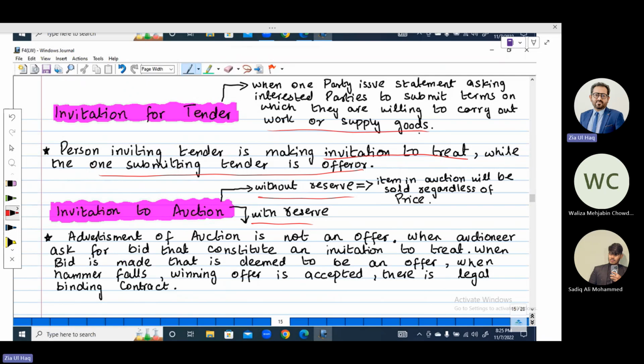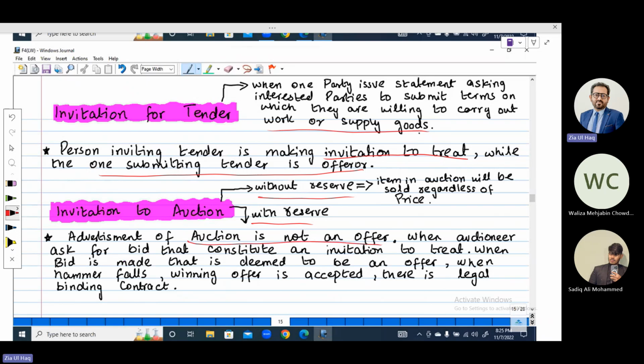With reserve, like you have stated the minimum amount, like I will not sell below 100 pounds. So now the people will offer above 100, and whoever offers the highest price above 100, you need to sell to them. What is invitation to auction? Advertisement of an auction is not an offer.